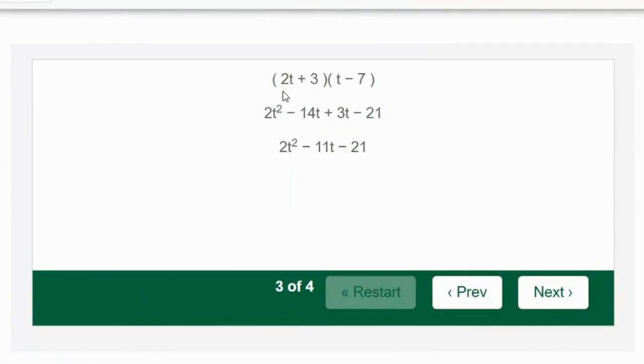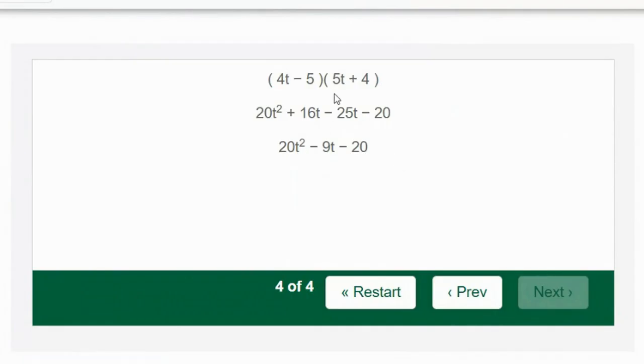How about if we multiply 2t plus 3 and t minus 7? 2t times t is 2t squared. 2t times negative 7 is negative 14t. 3 times t, 3t. 3 times negative 7, negative 21. And again, the middle terms can combine. Negative 14t and a positive 3t gives us a negative 11t.